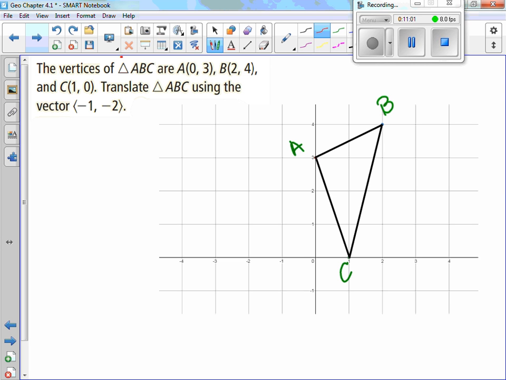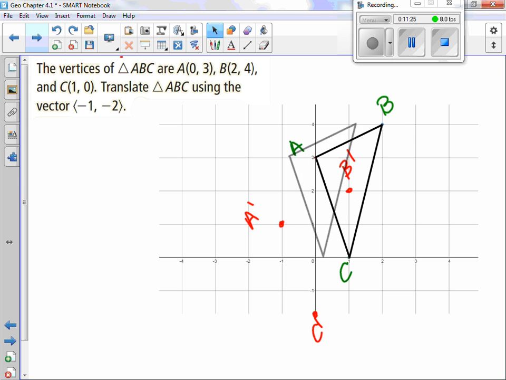So I can start off with A. So I'm going to go left 1 and down 1, 2. B is going to go left 1 and down 1, 2. C is going to go left 1 and down 2. So we get A prime, B prime, and C prime. So left 1 and down 2. That's it.